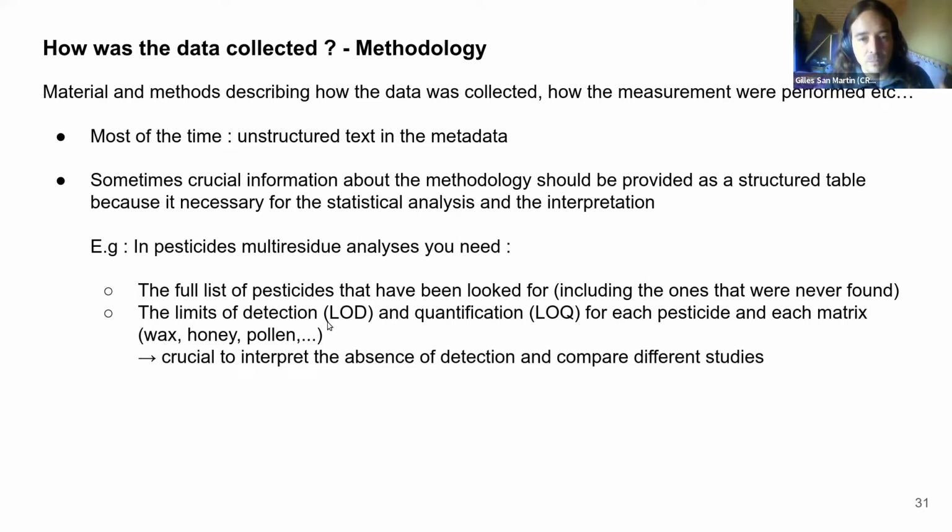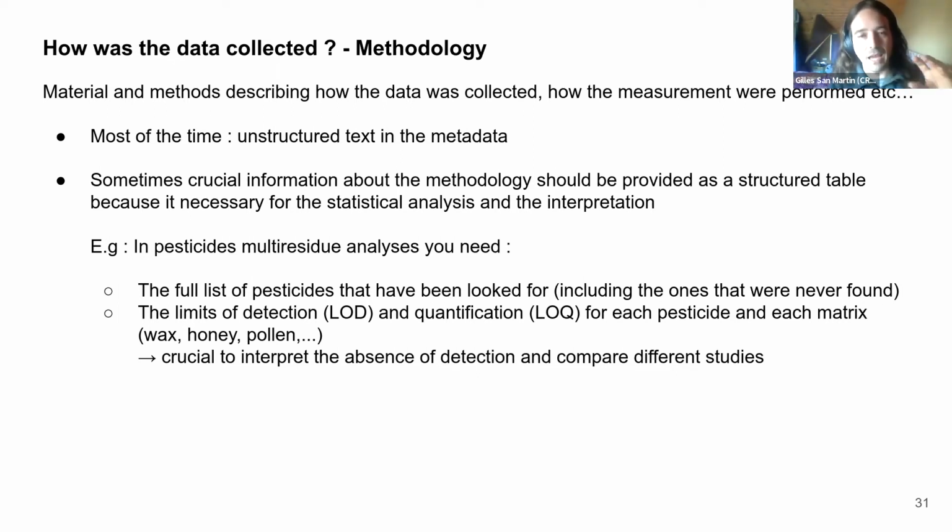And you need a limit of detection and limit of quantification for each pesticide and each matrix. You need that because it's crucial to interpret the data, and particularly the absence of detection. The absence of pesticide will depend on the limit of detection. And it's also crucial when you want to compare different projects, different results for different studies.